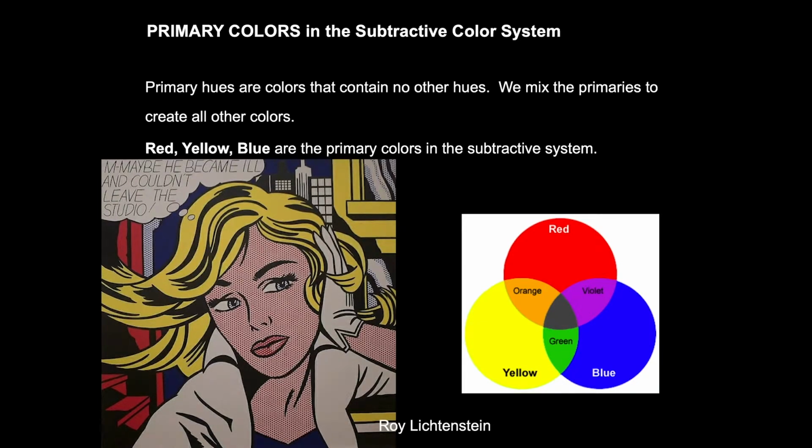The most important colors in our system are the primary colors. Primary hues are colors that contain no other hues. We mix these primaries to create all the other colors. Red, yellow, and blue, of course, as I said, are the primaries in the subtractive color system.